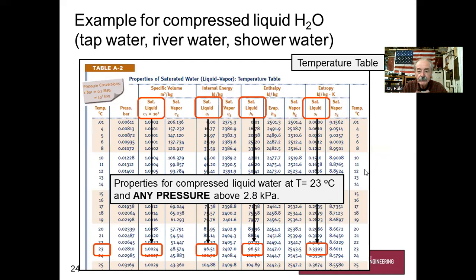So here's a reprise of your temperature table for water. Okay. And so just get in your head, if my tap water is at 23 degrees C, I'm going to look up all these properties at the F, at the saturated liquid condition at the temperature of the fluid.